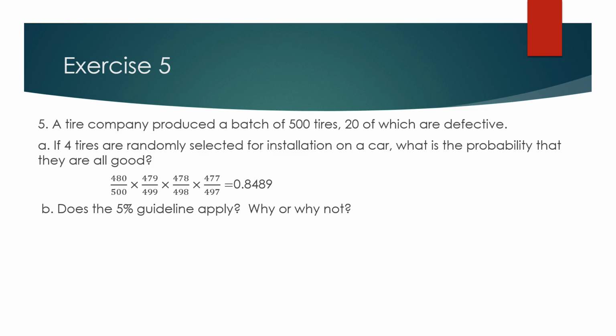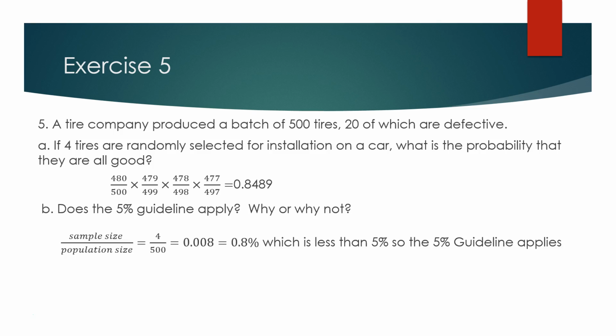So does the 5% guideline apply? Why or why not? So remember, the 5% guideline is the sample size divided by the population size. We are selecting 4 tires out of 500. So the difference here is that this is less than 5%. It's 0.8%. It's less than 1%. So in this case, the 5% guideline applies.